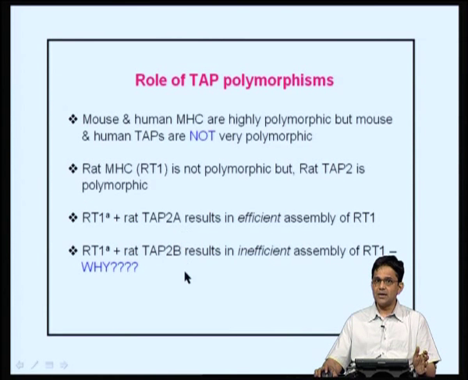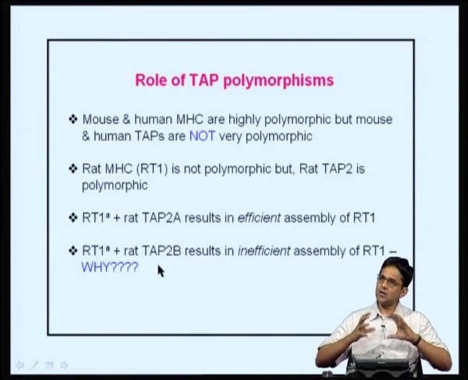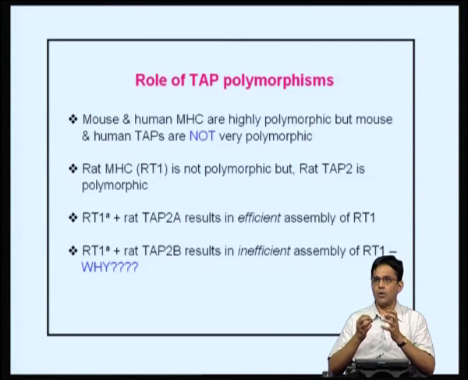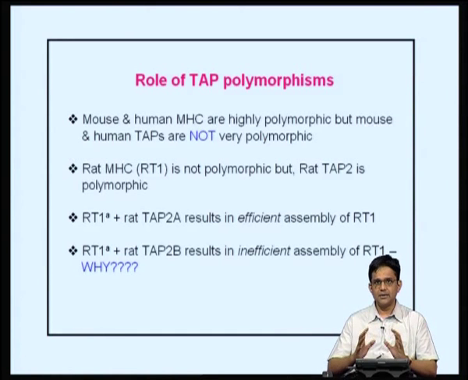So what happens in this case is that RT1A sits in the ER because it is not getting the right type of peptides, and in the absence of the right type of peptides the folding is not proper, and since the folding is not proper, those molecules will not egress to the cell surface. Okay, so I hope this aspect is understood. As I said, you understand the cell biology of MHC much better if you understand the cell biology of protein trafficking, vesicular trafficking, and so on.